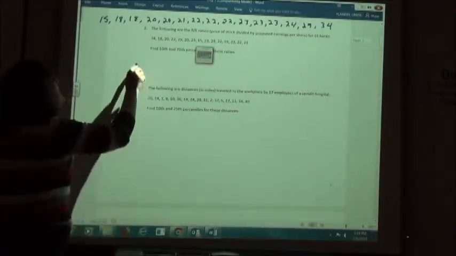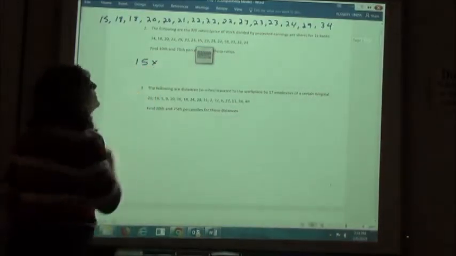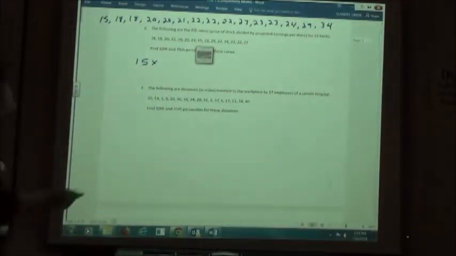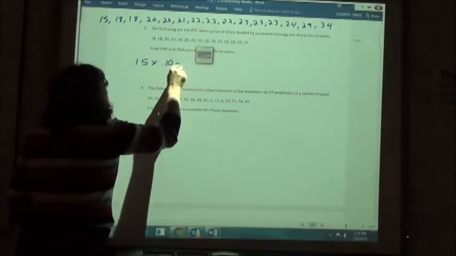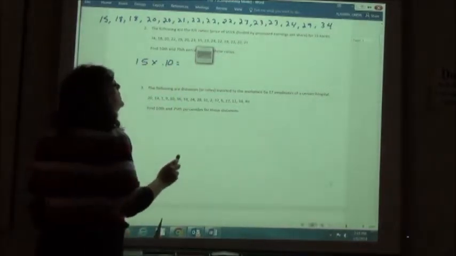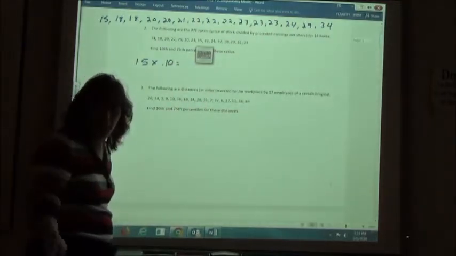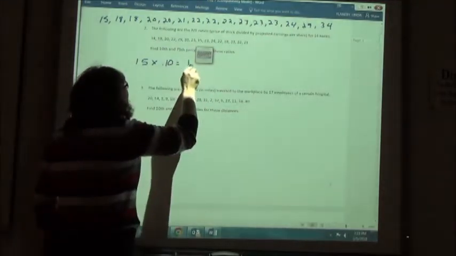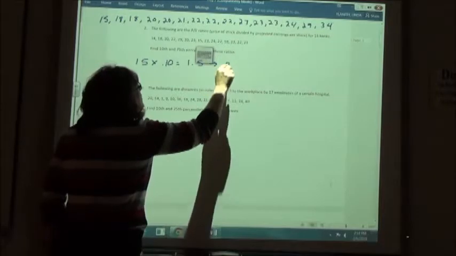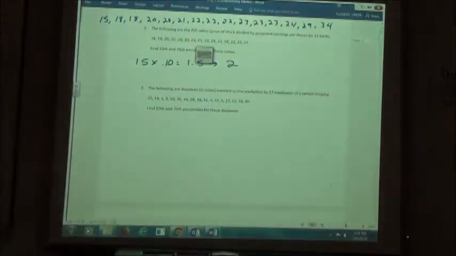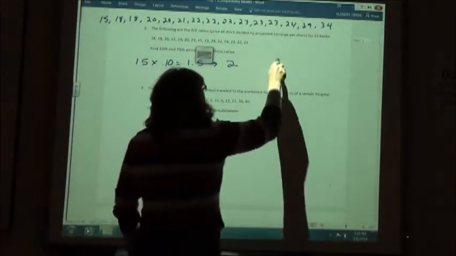This time we have 15 numbers on our list. If I do 10% of 15, I would get 1.5. 1.5 would round off to 2. And so the number that's in the 10th percentile is the second one on our list, which is 18.